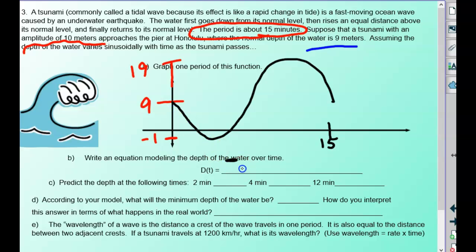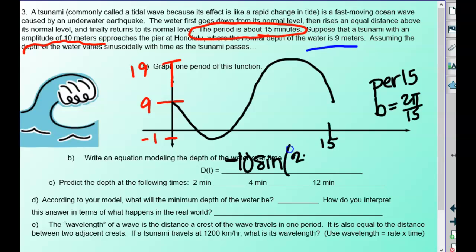Okay. Negative sine, but what goes out front? The amplitude, which they told us in the problem was 10. Okay, they told us the period was 15 minutes, so the B would be what? Okay, and it's always best to just leave that exact, just type 2 pi over 15. Do we need a phase shift? Okay, and the vertical shift, or the midline, is at 9?